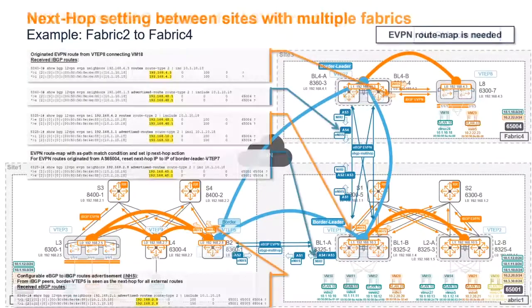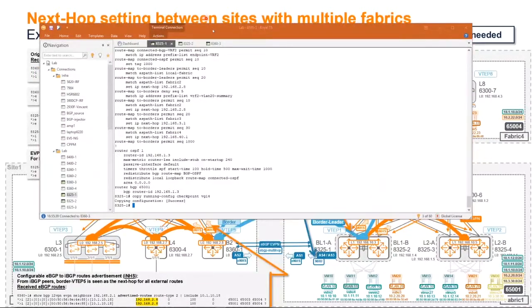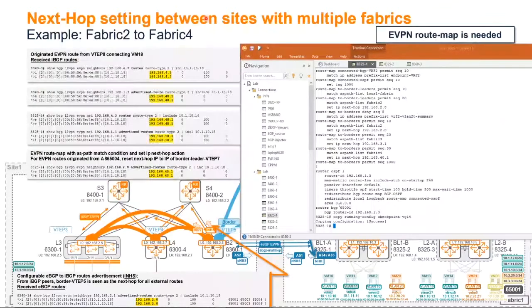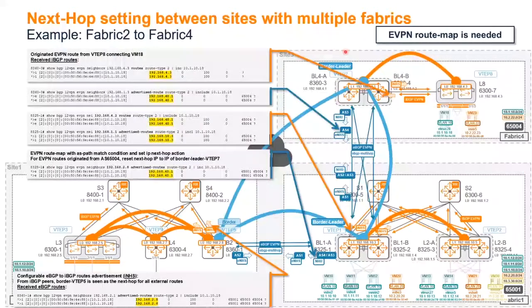So I can show you live on those equipments. On the 8325.1, if I do a show EVPN neighbor, so I'm talking about the routes that are sent to the border that is here. So that's this guy, advertised. So type 2, 10.18. You see it's 40.1. Right.